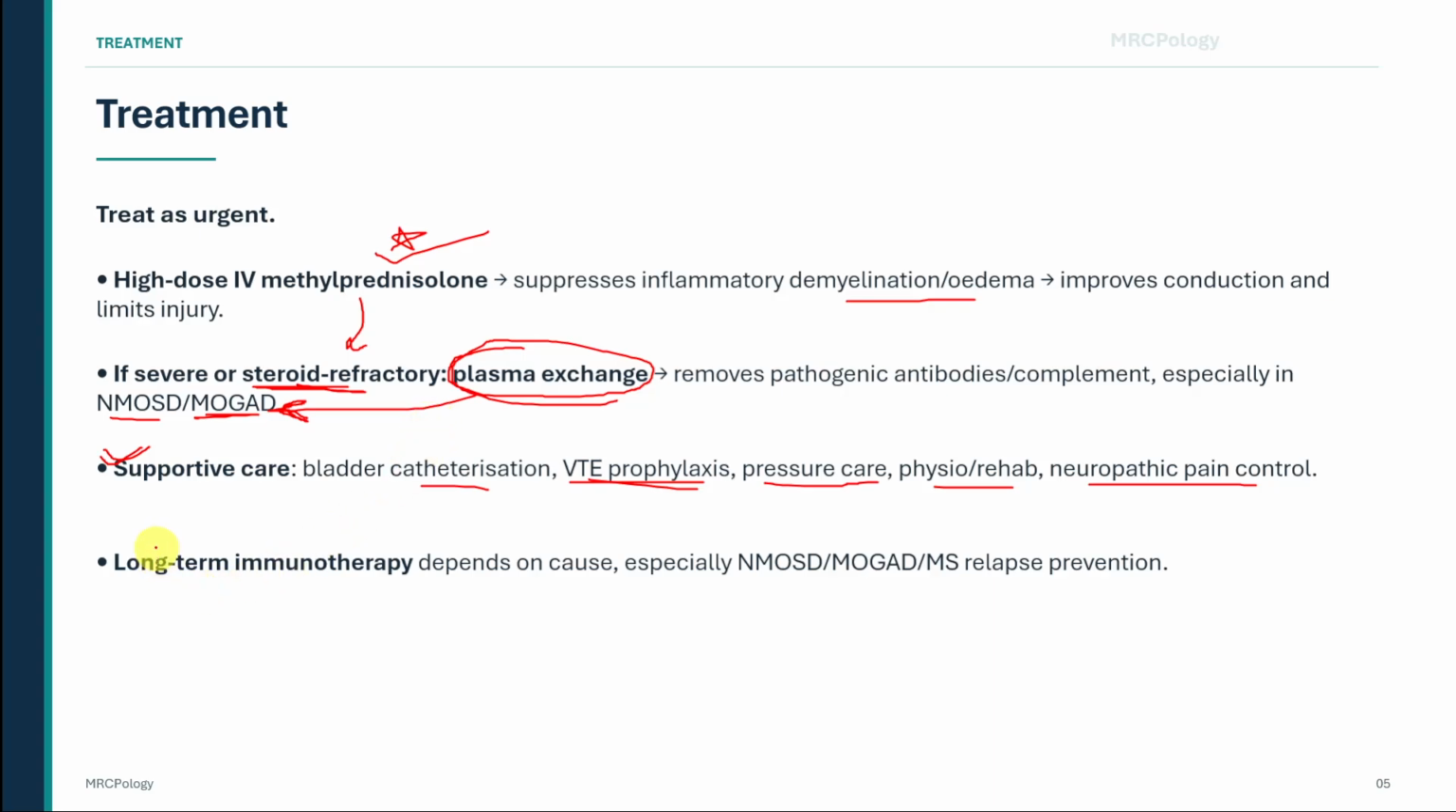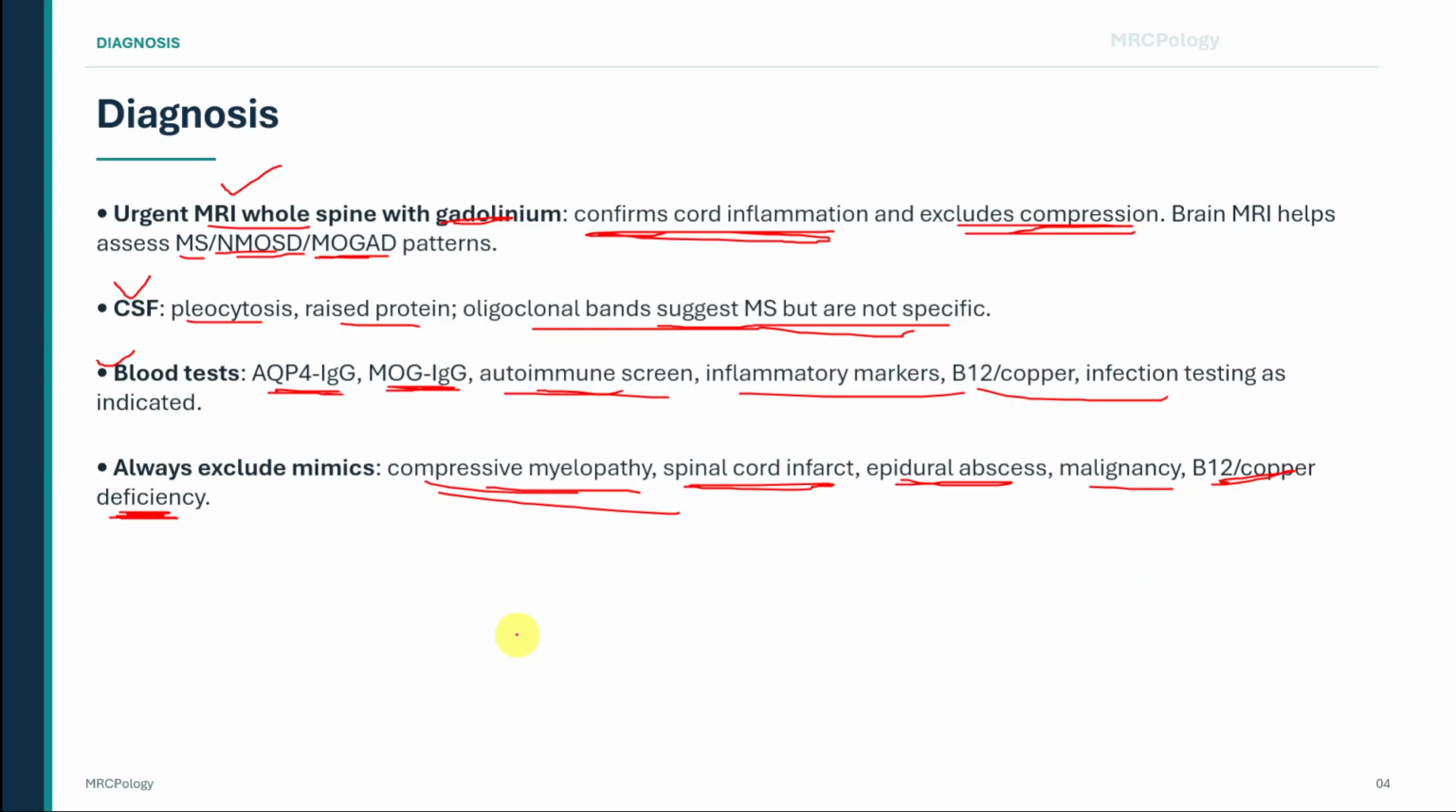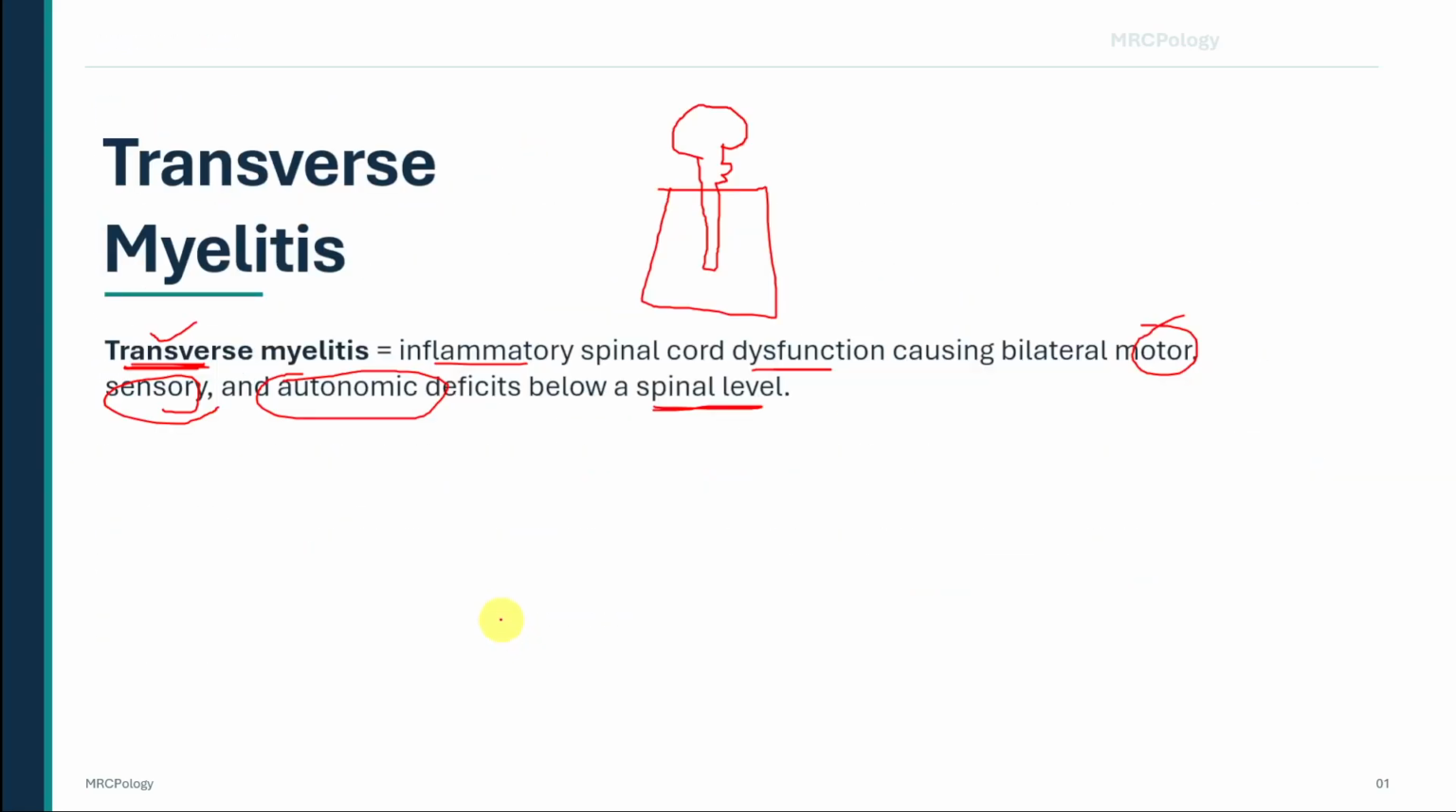Long-term treatment depends on the cause. Multiple sclerosis, NMOSD, and MOGAD have different relapse prevention strategies, so identifying the underlying diagnosis matters. In particular, NMOSD needs careful long-term immunotherapy because relapses can be severe and disabling. If you remember one thing, remember this. Transverse myelitis is an inflammatory spinal cord syndrome causing bilateral motor, sensory, and autonomic dysfunction below a level, and the urgent priority is MRI whole spine with gadolinium to confirm inflammation and exclude compression.